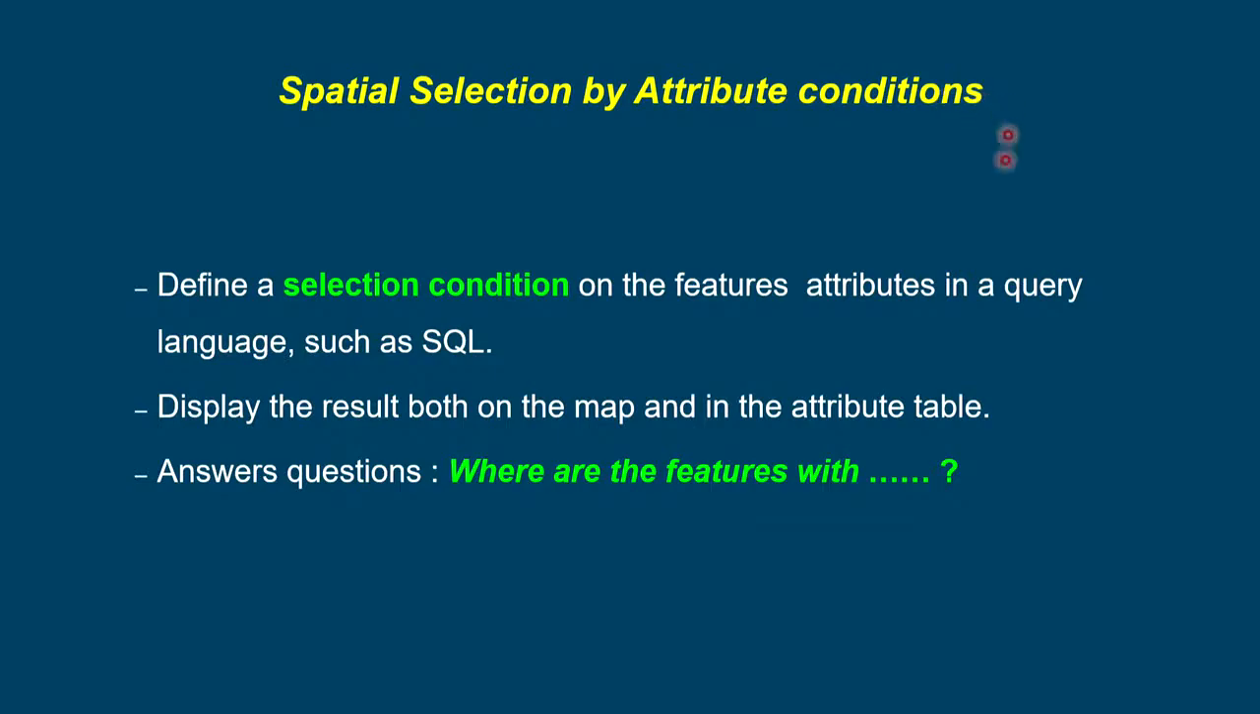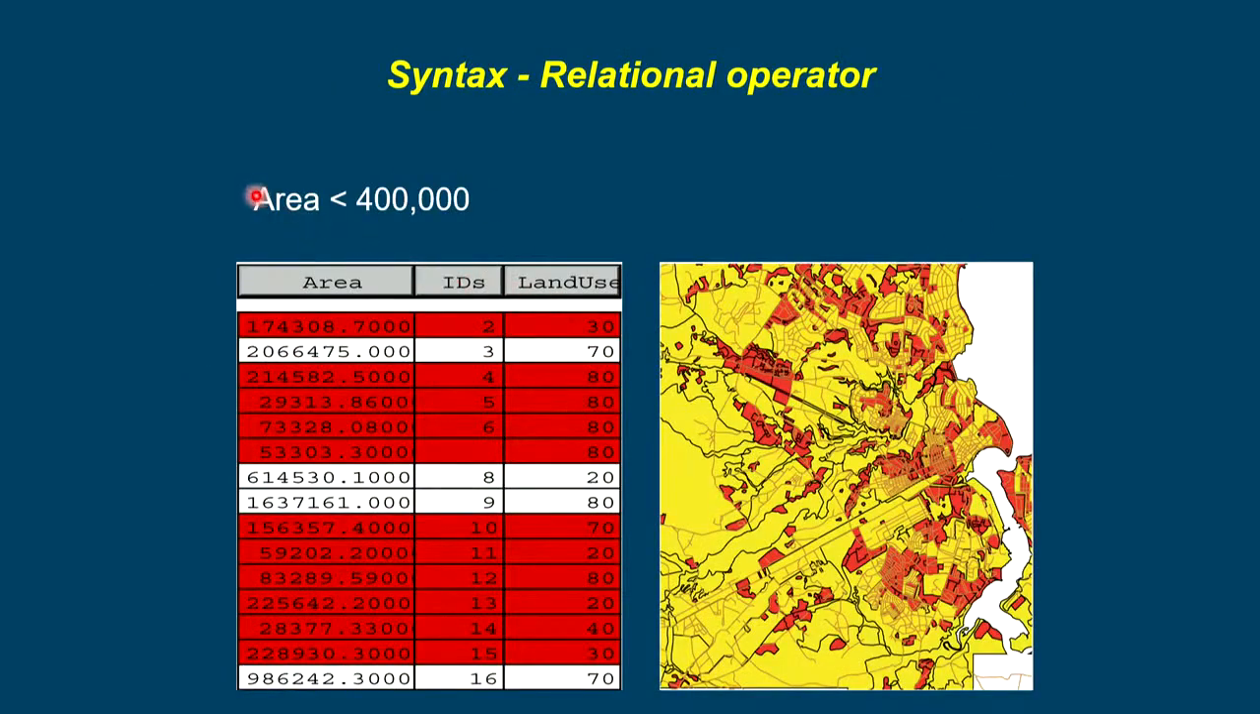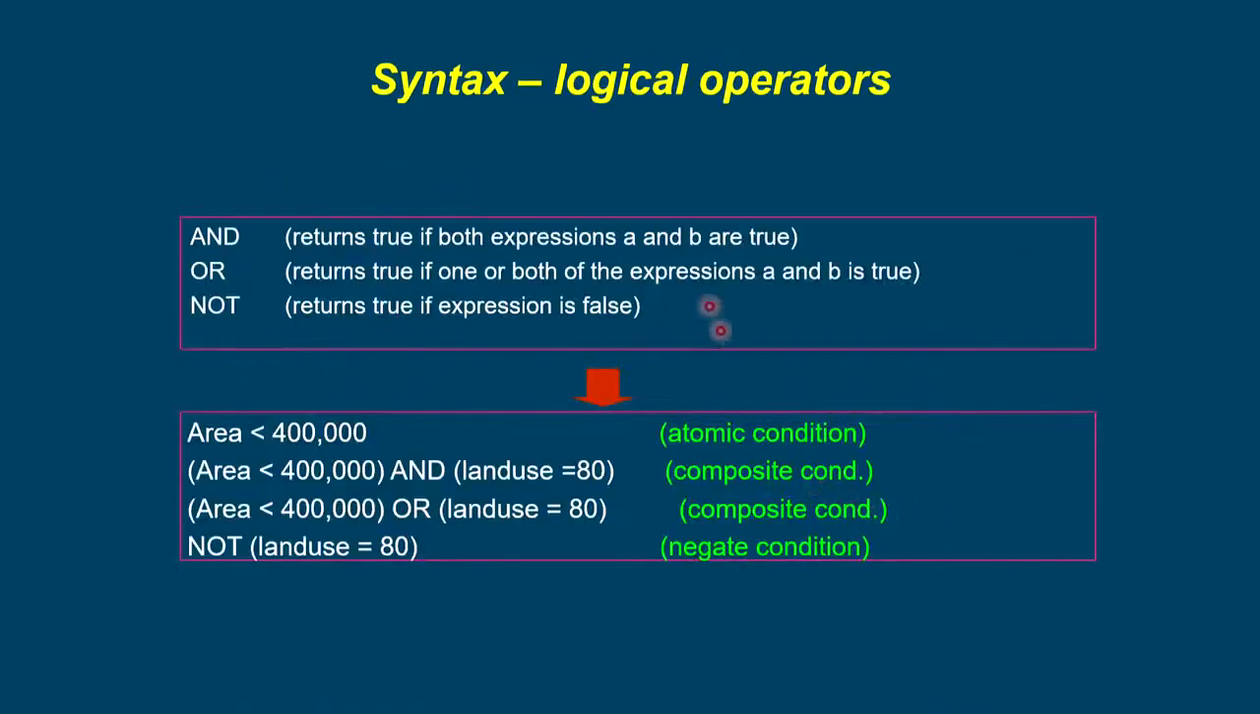Spatial selection by attribute conditions. For example, here you are performing certain queries based on the attribute data, like area is less than 4 lakh. This information is there in the attribute table, and this is called the attribute query. If you perform this, whatever areas are less than this value will be highlighted, you can check here, and the corresponding polygons are also highlighted.